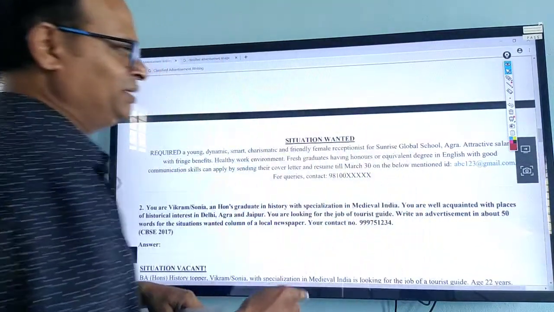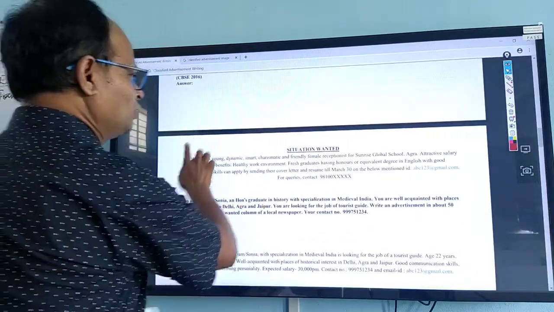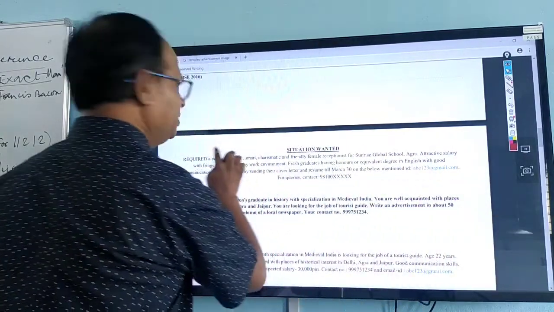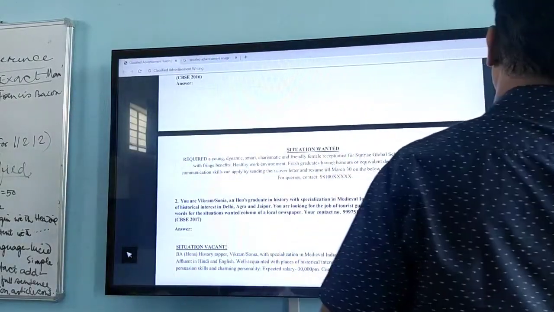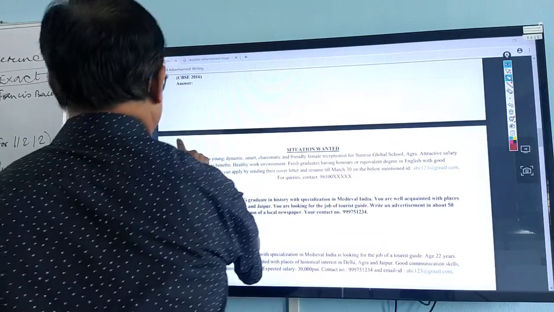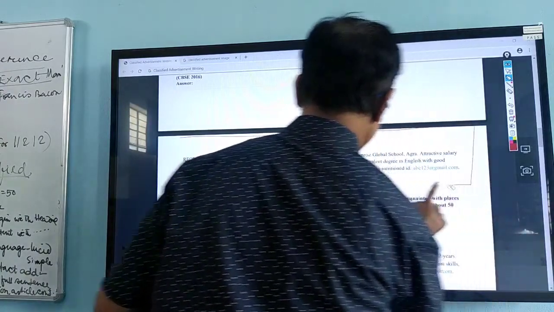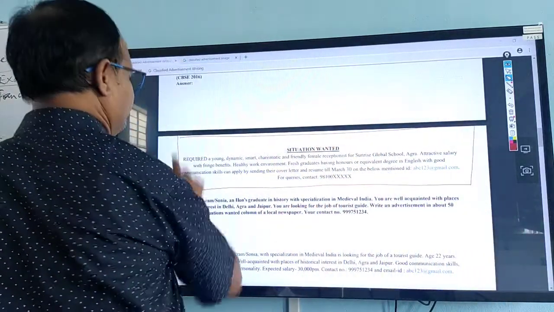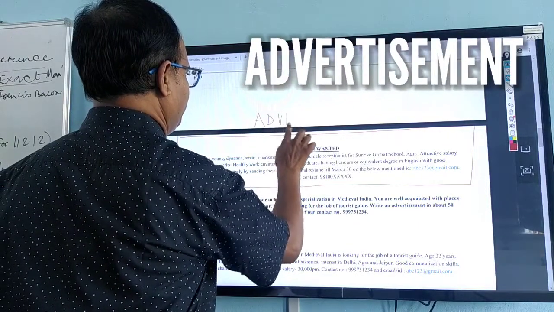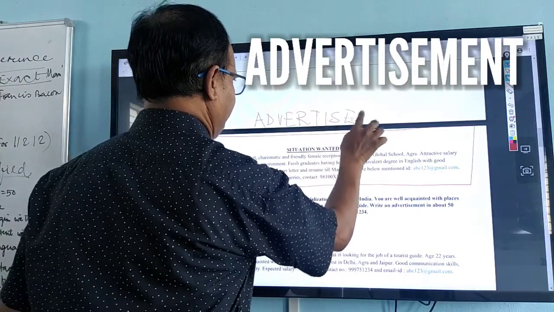One point is missing here. The point is that the box is not mentioned. So, here the box is to be mentioned, and let me give the box in this manner. This is the box I give. On top of it you can write ADVERTISEMENT.